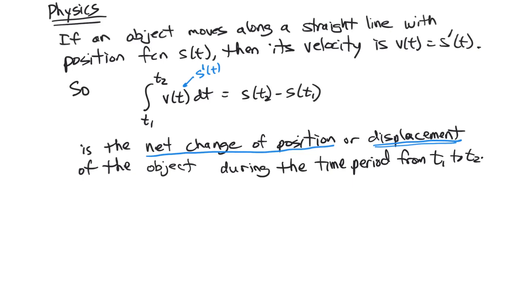So this difference here, the position at time 2 minus the position at time 1, is the net change of position, or the displacement of the object during the time period from time 1 to time 2.